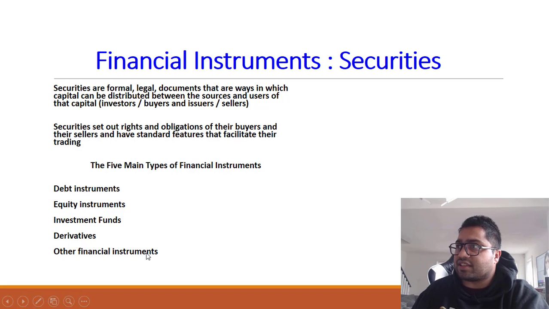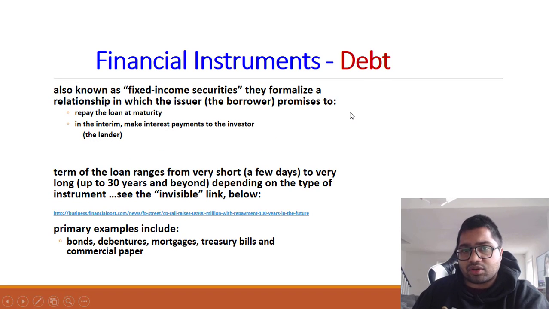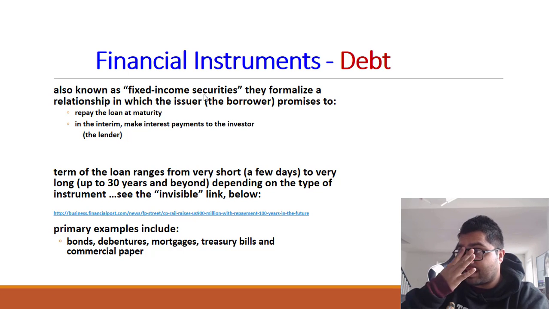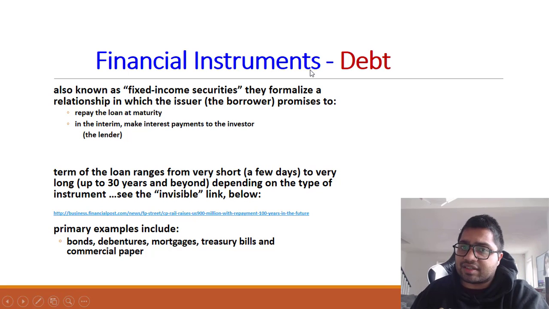There are other financial instruments too. So first is financial instrument debt, also known as fixed income securities, because interest is a fixed thing. It may not be fixed. There are real return bonds which depend on inflation and interest rates, but generally it is fixed. You can estimate the income.